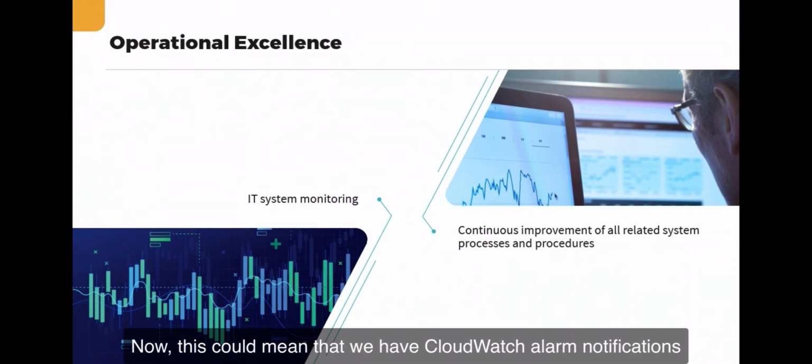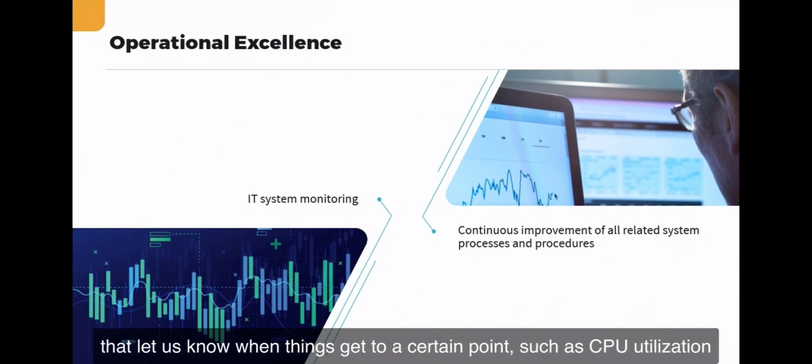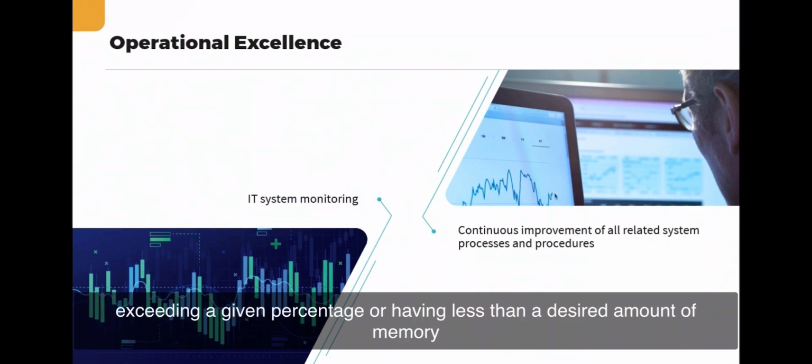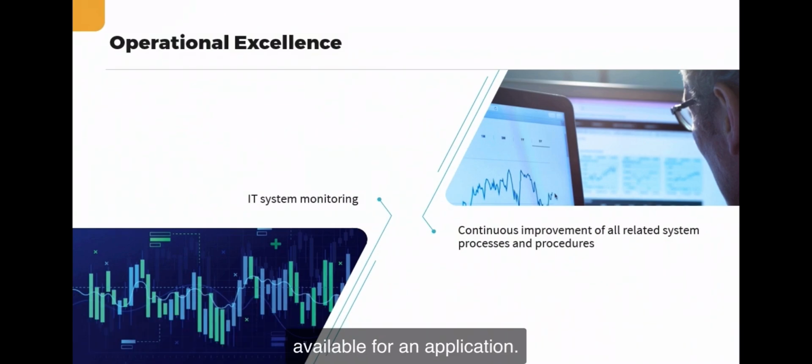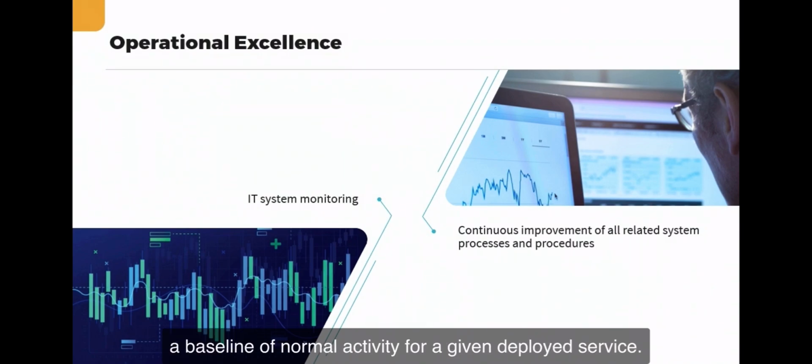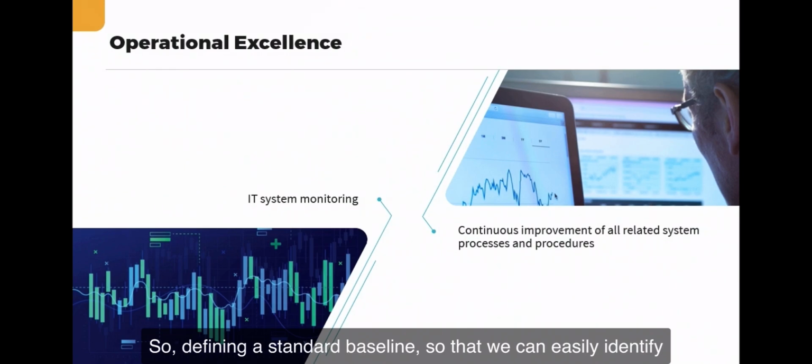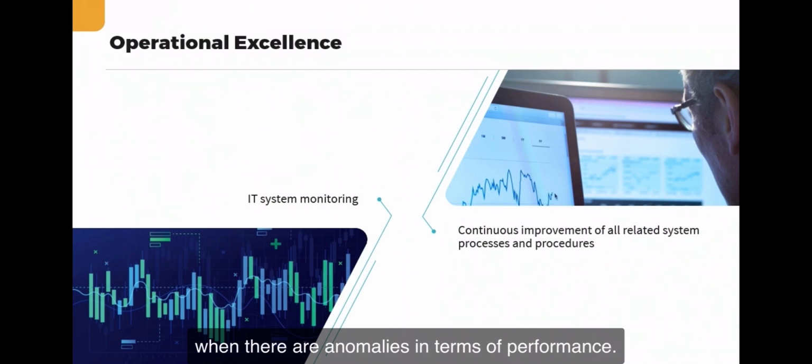Now, this could mean that we have CloudWatch alarm notifications that let us know when things get to a certain point, such as CPU utilization exceeding a given percentage or having less than a desired amount of memory available for an application. It also means that we have to establish a baseline of normal activity for a given deployed service. So defining a standard baseline so that we can easily identify when there are anomalies in terms of performance.